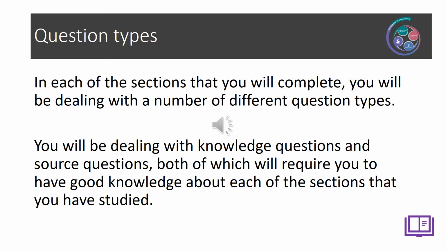At this point, we're going to start looking at the different question types that appear in the sections that you will complete in your National 5 History assessments. You'll be dealing with a number of different question types, which are both knowledge and source questions. Even though these have different structures for answering them, both of these types of questions will require you to have very good knowledge about each of the sections that you have studied.